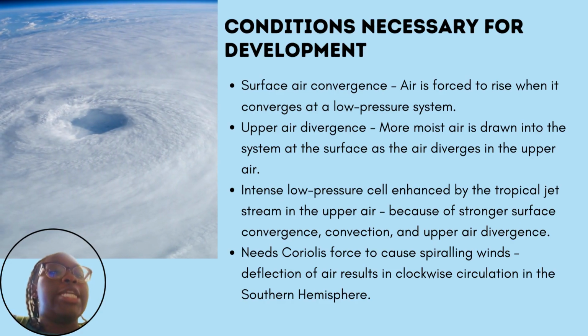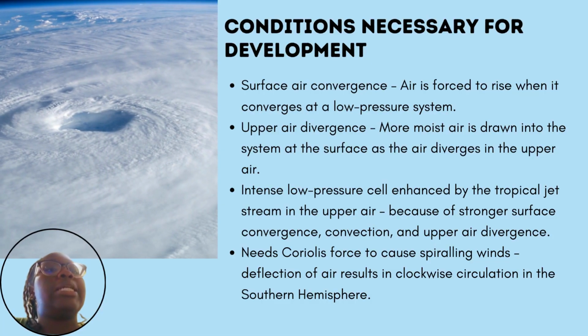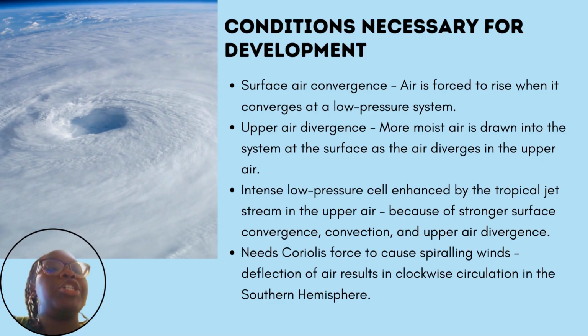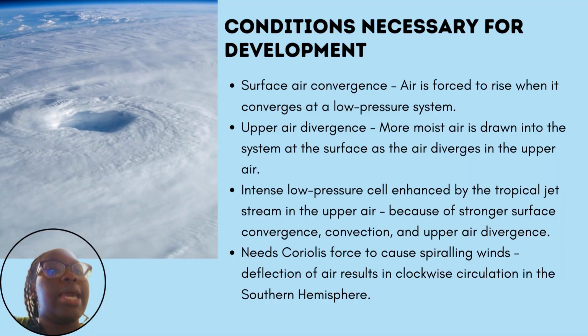And we also again need the Coriolis force to cause spiral winds, which is basically the deflection of air, which results in the clockwise circulation in the southern hemisphere. So remember, the air circulates clockwise in the southern hemisphere.